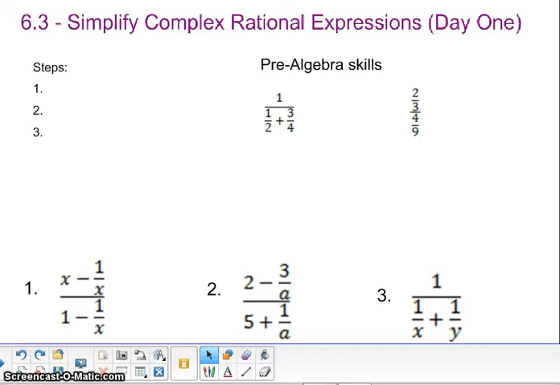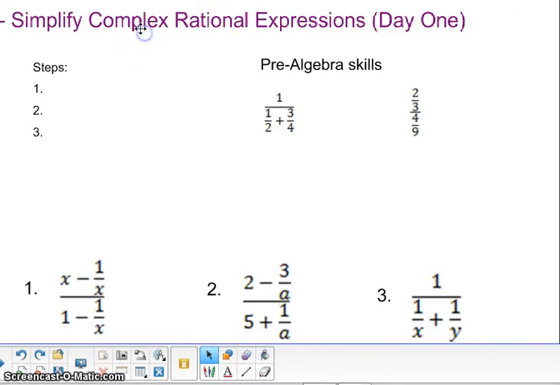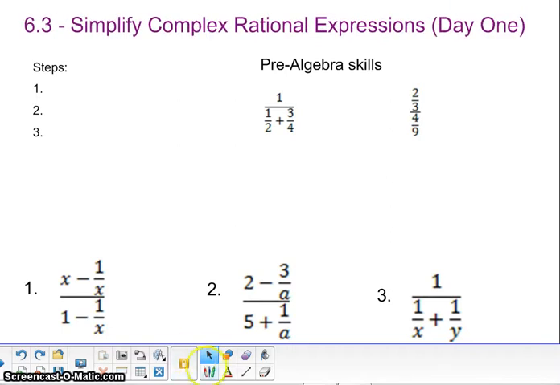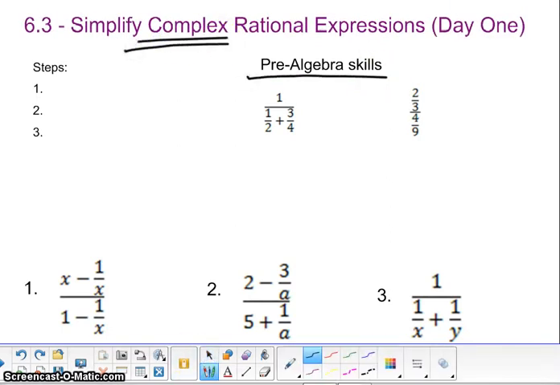Hi, this is Mrs. Slater, and today we're going to simplify complex rational expressions. The word complex means that there is going to be a fraction within a fraction. So you can see in the pre-algebra skills that we need to know that you have a fraction and then there's fractions in the denominator.